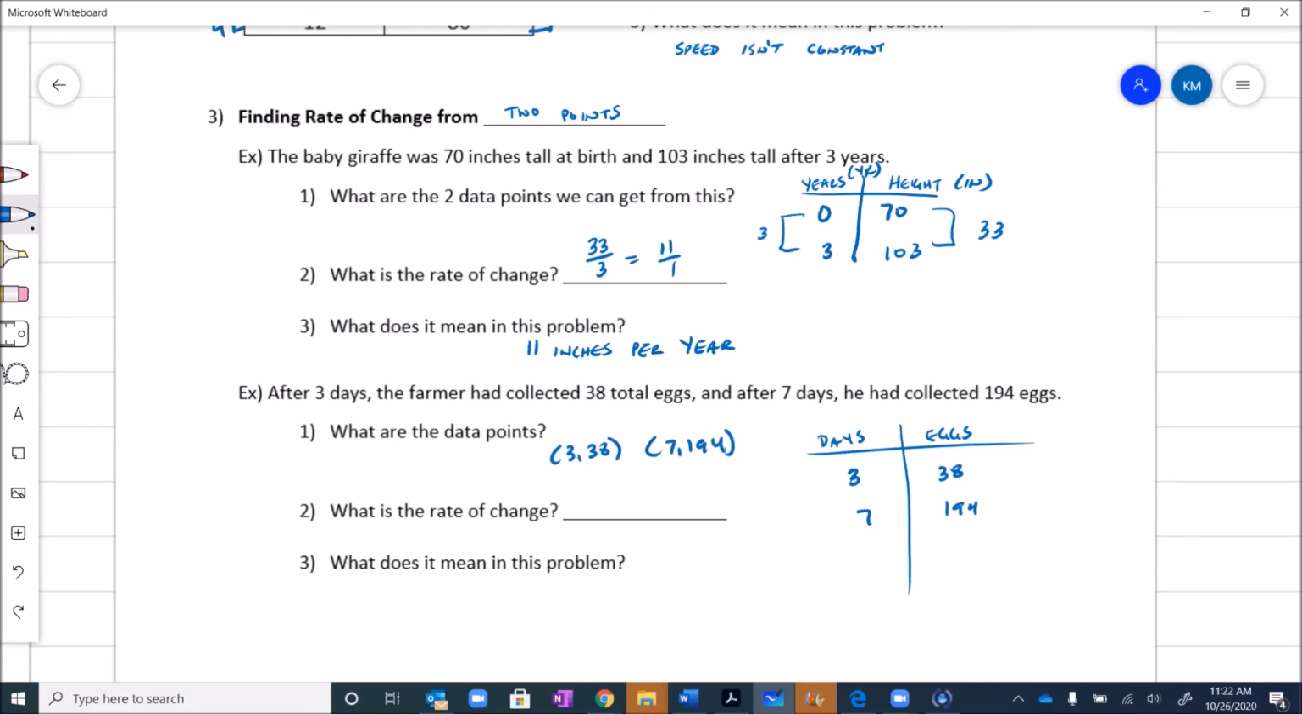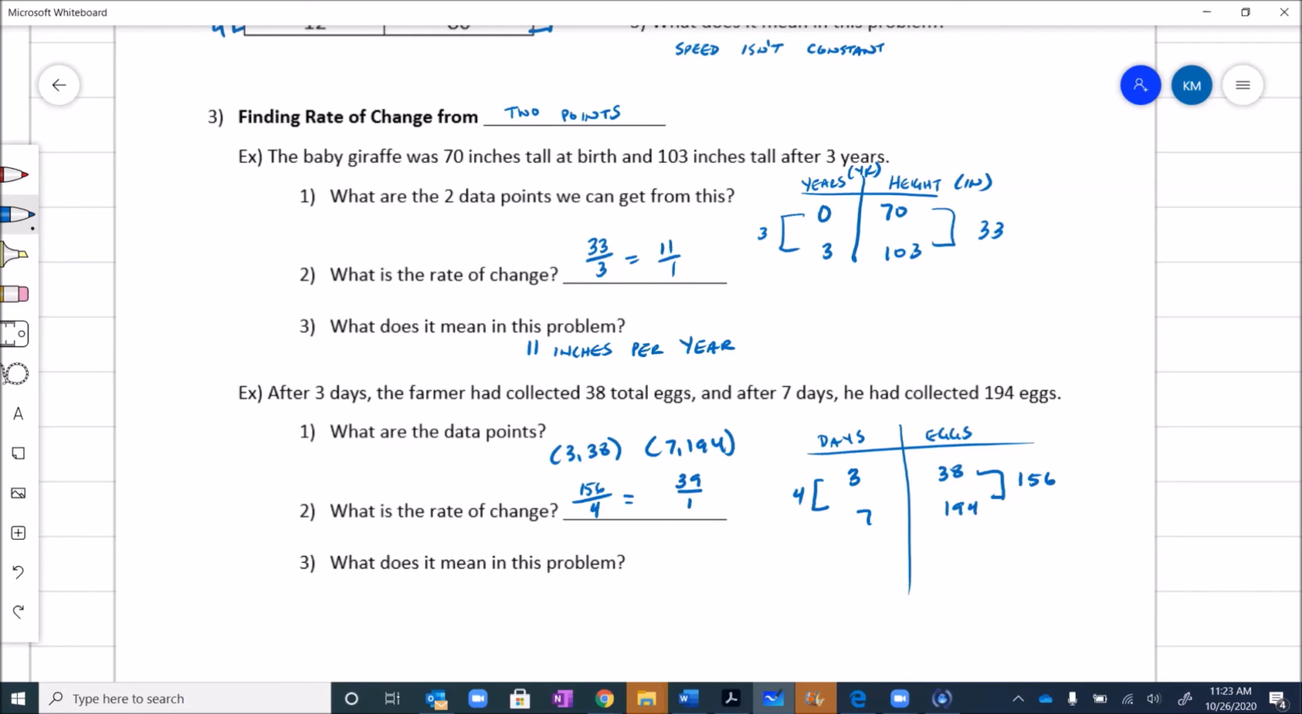What is the rate of change then? Well, how much does this change? That's 156. And that's 4. And so we could say 156 over 4, but we should try to see if we can simplify that any. And that does simplify. That gives us 39 over 1.